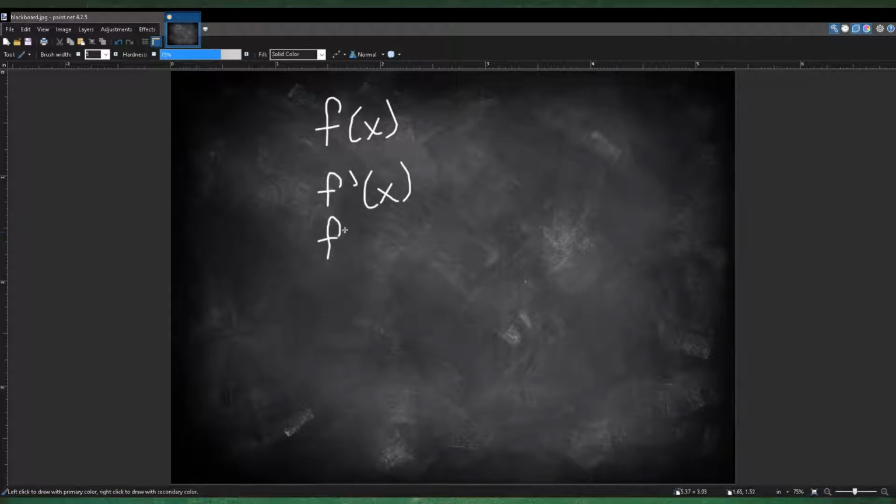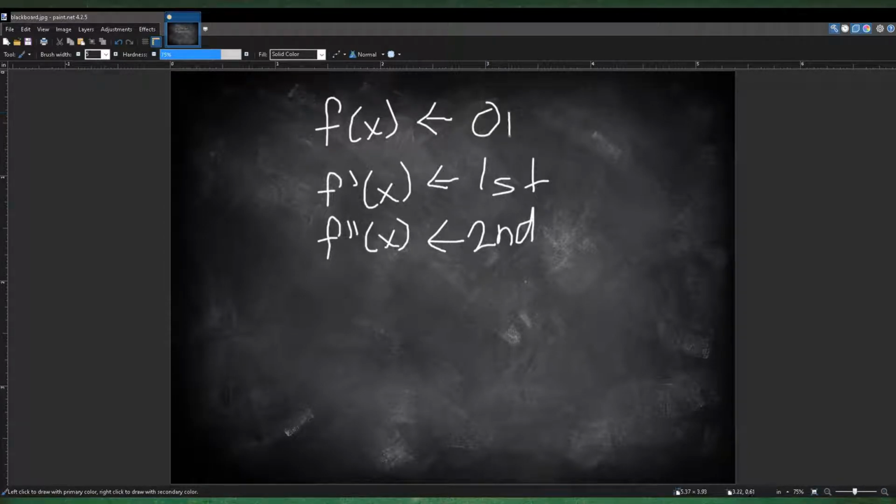Now, a second derivative, we just write like this. This is referred to as higher order derivatives, because now you have more derivatives, right? So this is referred to as our first derivative. And our second will be referred to as our second derivative. Our original graph is just called our original function.